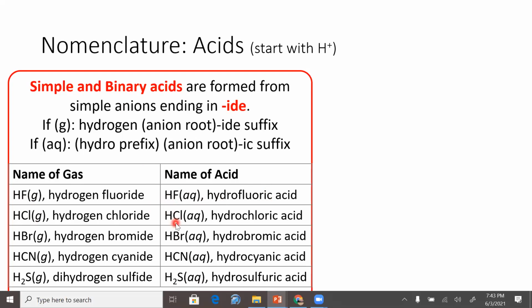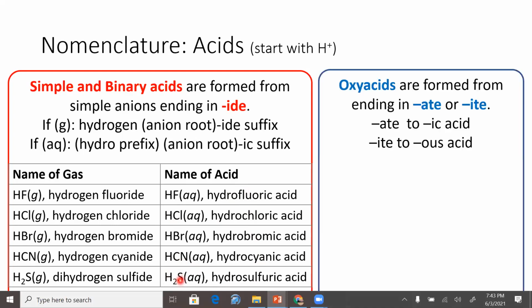This is hydrochloric acid. The only thing that changes is what the stem is, what the root is. Okay, this is hydrocyanic acid because CN is cyanide. So hydrocyanic acid or hydrosulfuric acid.